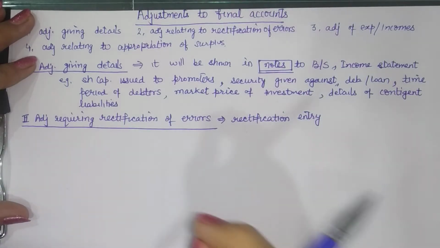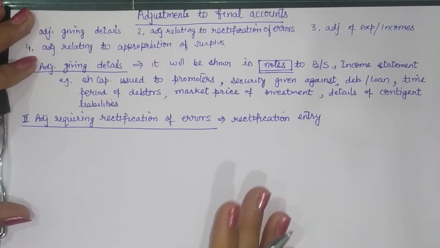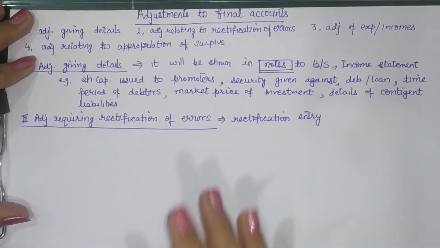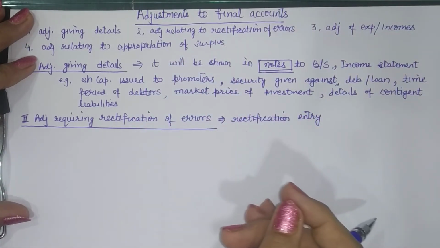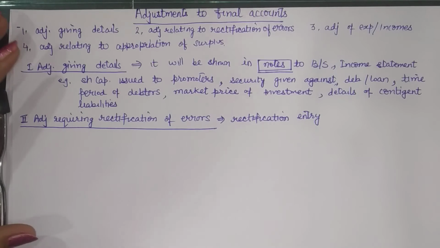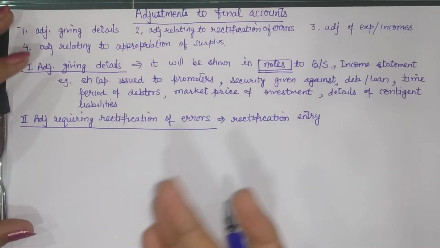So what we can do is think of the entry and record that entry in the trial balance given to us through a plus or minus sign, and then adjust it while using those accounts in the relevant places in the final accounts. Let us take up a few examples for this.